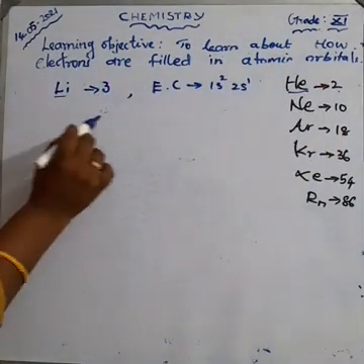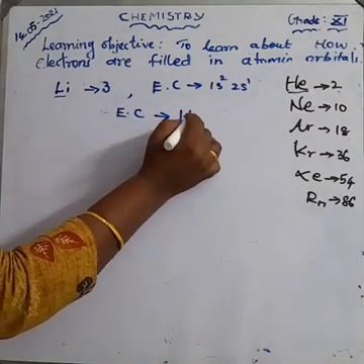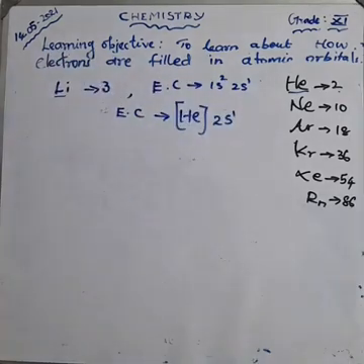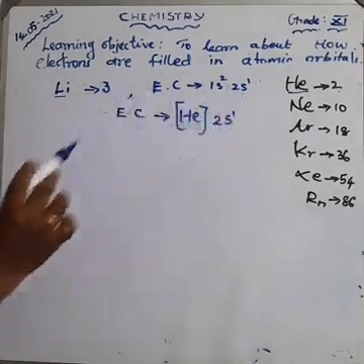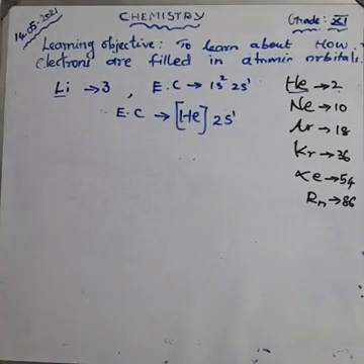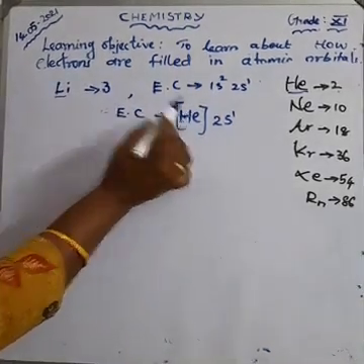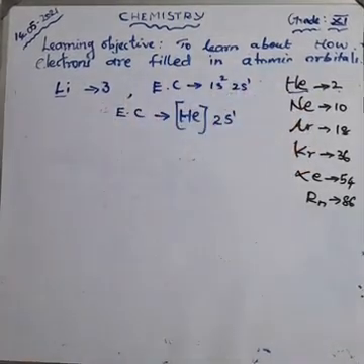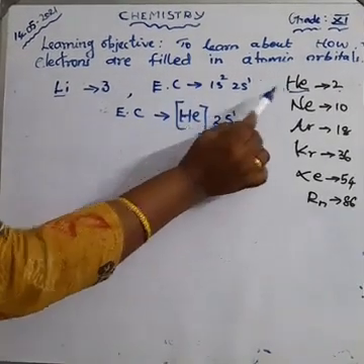Okay, so we can write the electronic configuration for lithium as helium 2s1. Understood? So electronic configuration for lithium is 1s2, 2s1. We can write the short form of electronic configuration for lithium. Instead of 1s2, we can write helium, because helium is a noble gas with a completely filled electronic configuration. So instead of 1s2, we can use helium.